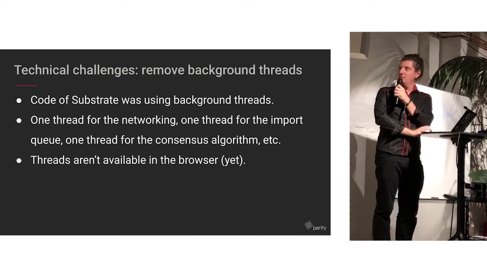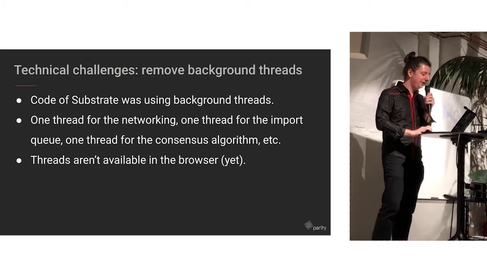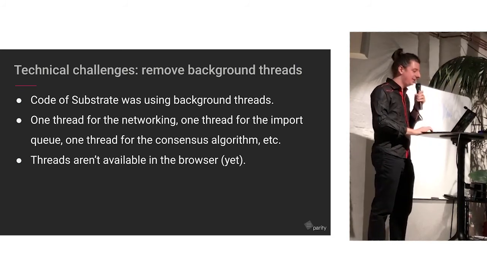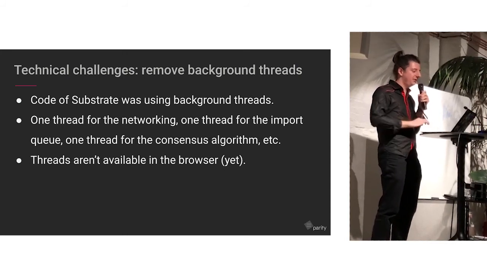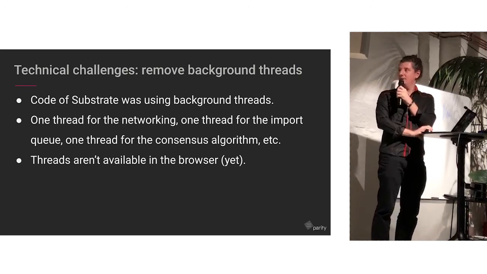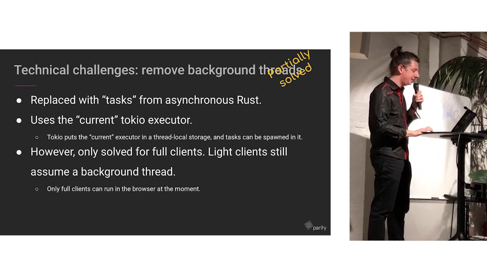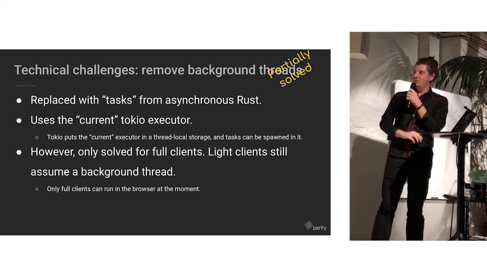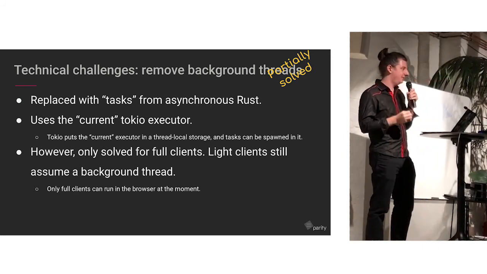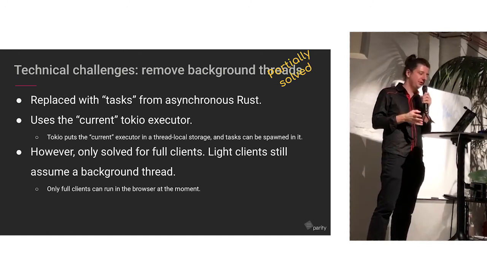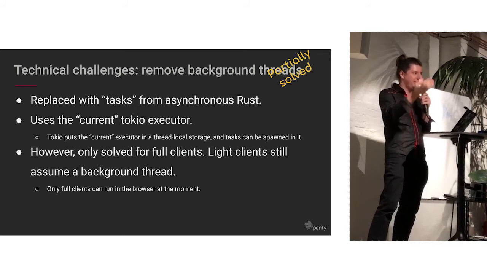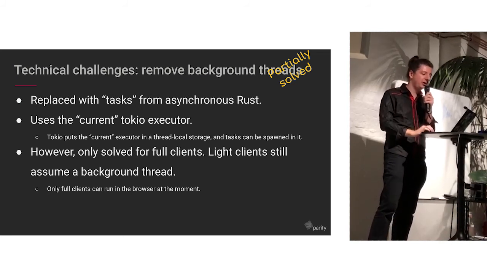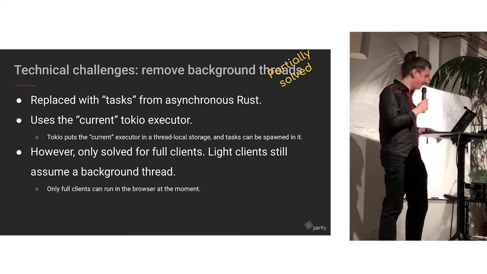Next one, we had to remove all the background threads we had. The code of Substrate was full of that. The networking had its own thread, the import queue had its thread, the consensus had its thread. There are no threads in the browser. We got rid of that, replaced with asynchronous tasks from asynchronous Rust. We used the current Tokio executor, so if you don't know how it works, when you execute a future in Tokio, it sets a thread local variable to some executor object, which can then be retrieved wherever you are within the task.